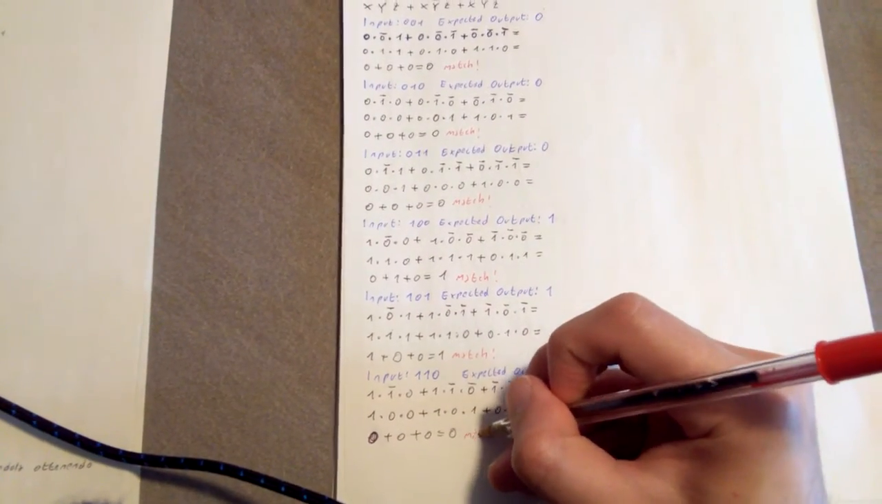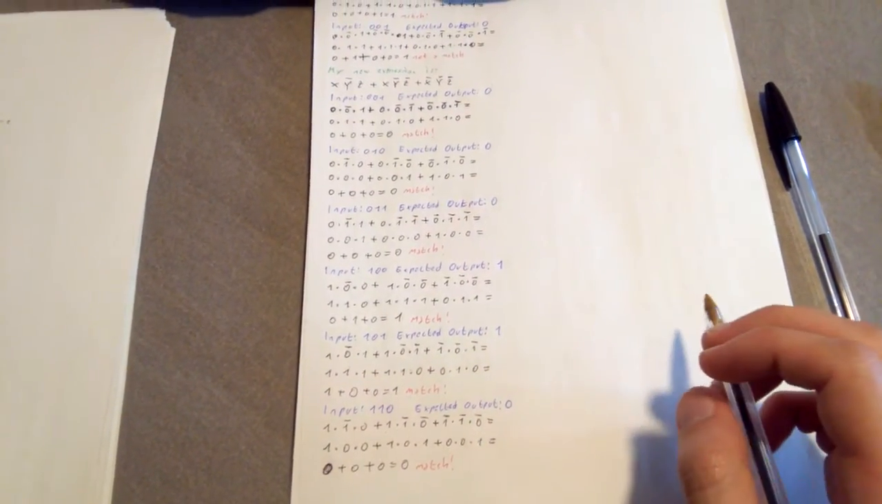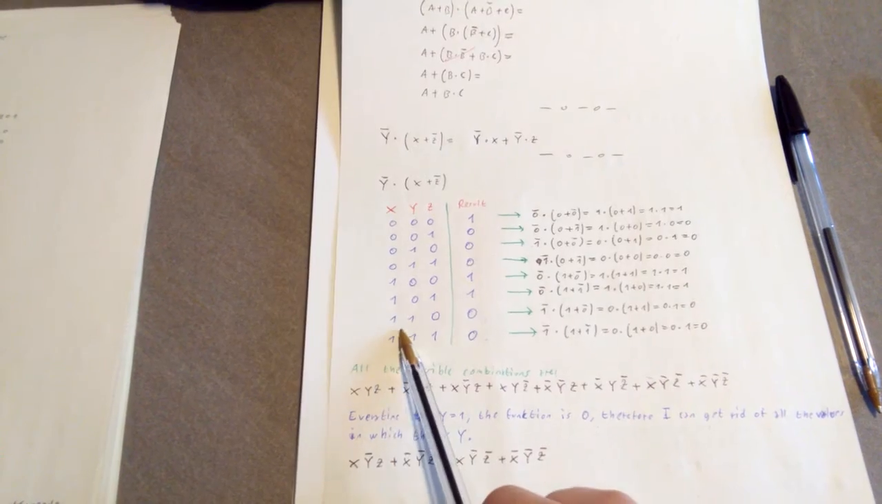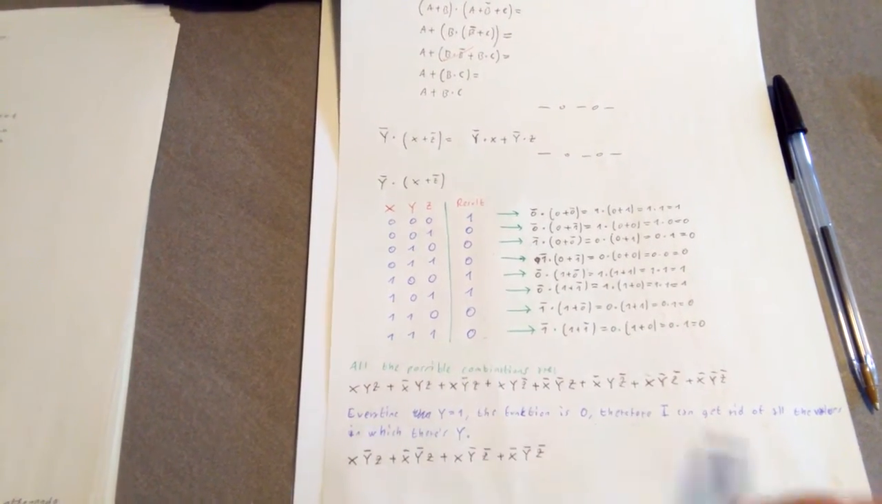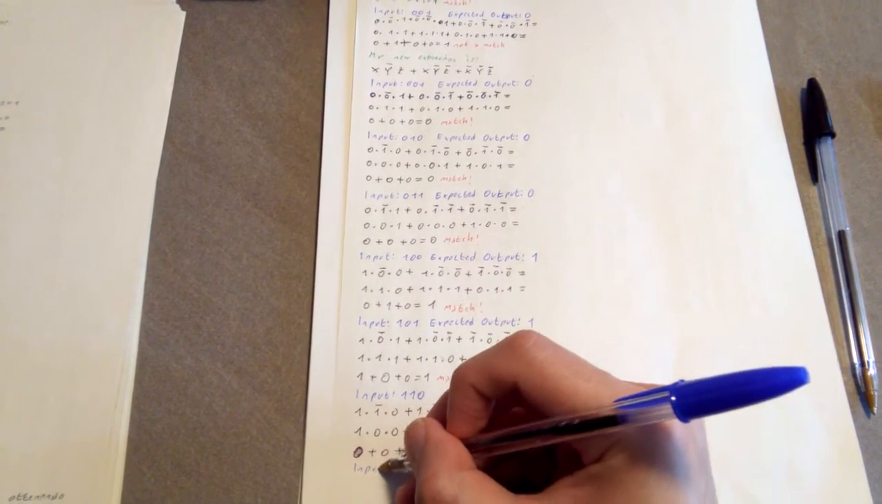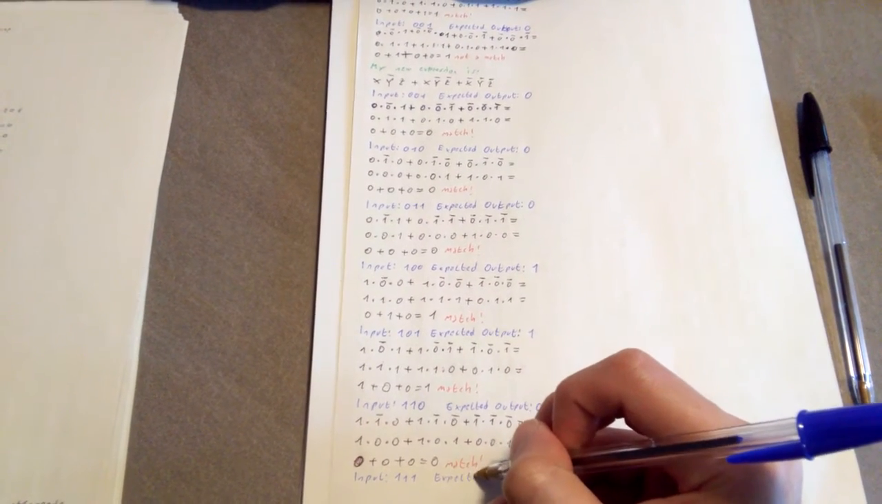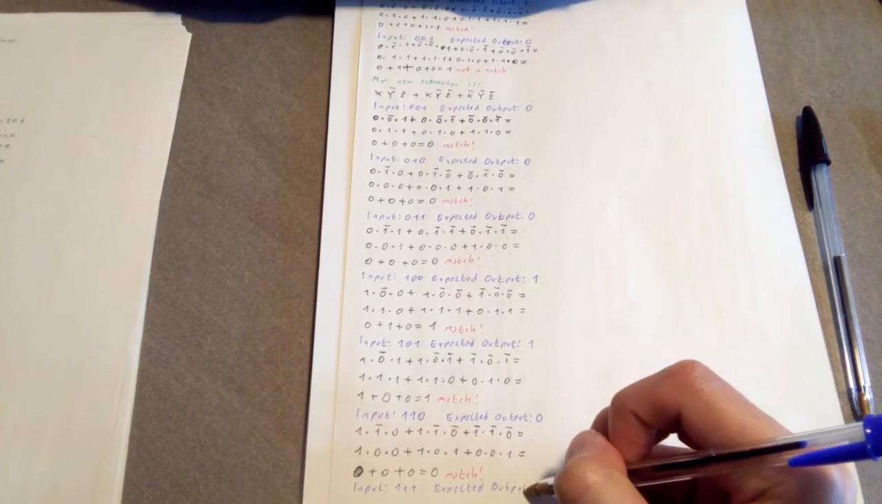And then we're going to have the last one, because this 1 is a match. So the very last one here, let me see if I can just, yeah, it should be okay to see here. Okay, so the last one is 111, and the output is 0. So the expected output is going to be 0 here. So input 111, and the expected output is 0.